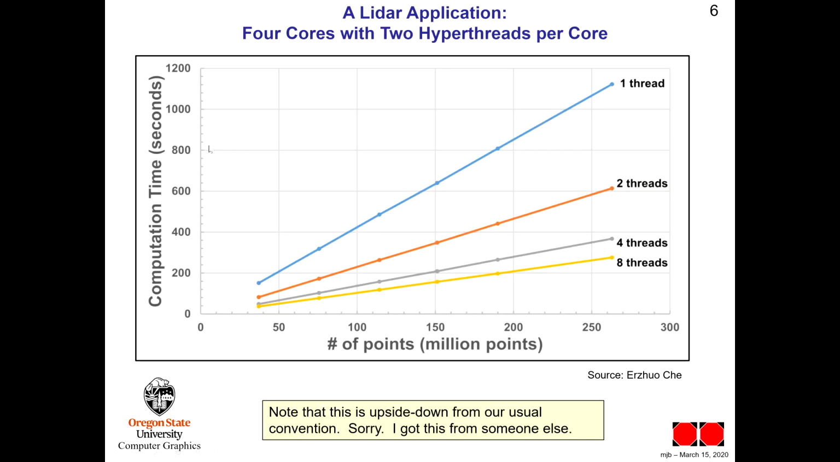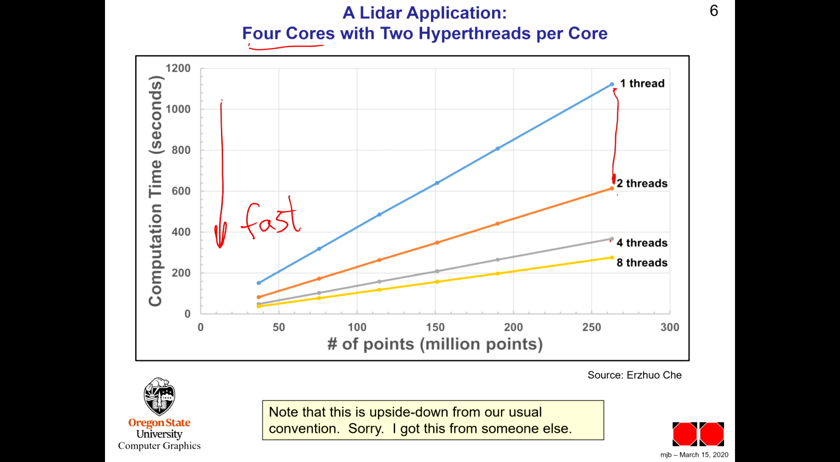And then this is the graph repeated from the Moore's Law notes. Again, I got it from somebody else, so it reverses our axis standard. So fast is down, but it was a 4-core machine with hyperthreads. And so here is the, going down being fast.